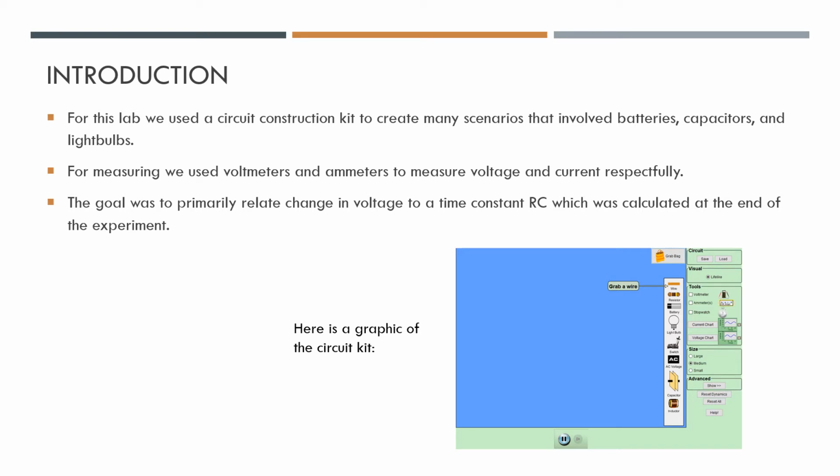So for an intro to the lab, we use a circuit construction kit that was given to us to create many scenarios that involve batteries, capacitors, and light bulbs, as well as using ammeters and voltmeters. For measuring, we use these voltmeters and ammeters to measure voltage and current respectively, and the goal was to primarily relate change in voltage to a time constant, RC, which we calculate at the end of the lab.